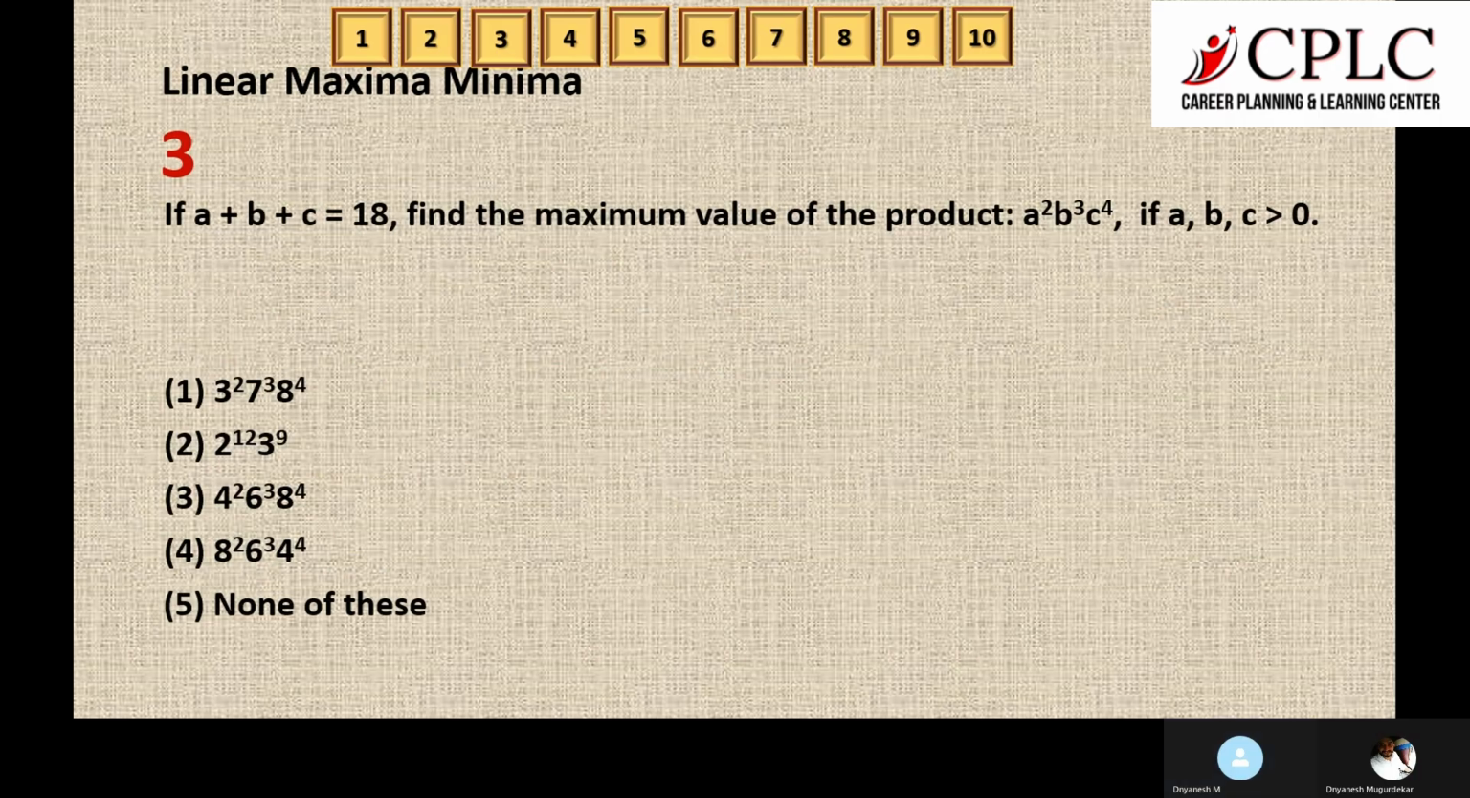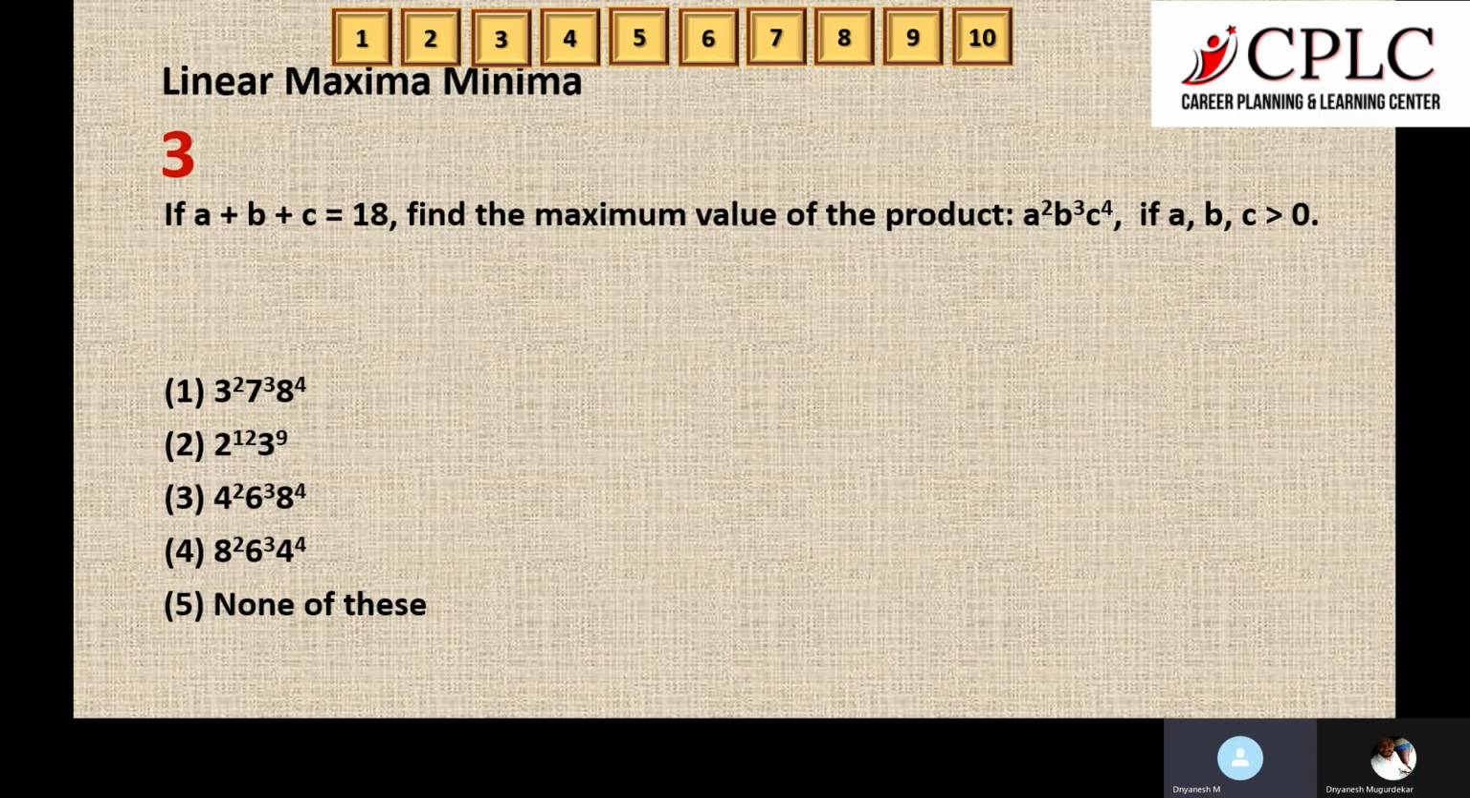Third one: sum a plus b plus c is 18. Find the maximum value of the product a cube plus a square b cube and c raised to 4 if a, b, c are greater than 0, that is, positive. Again, a very different question from what we have done so far. That is, instead of linear terms, we have the powers now.